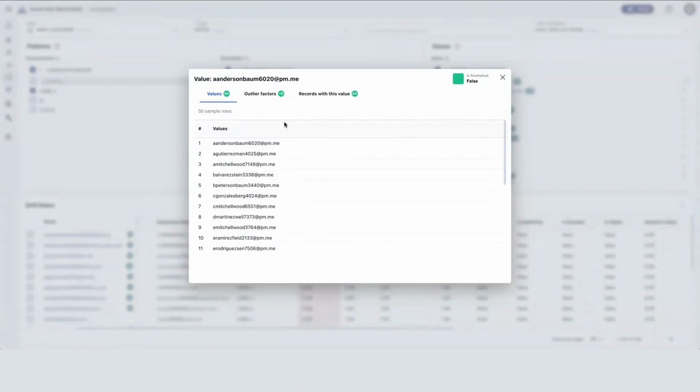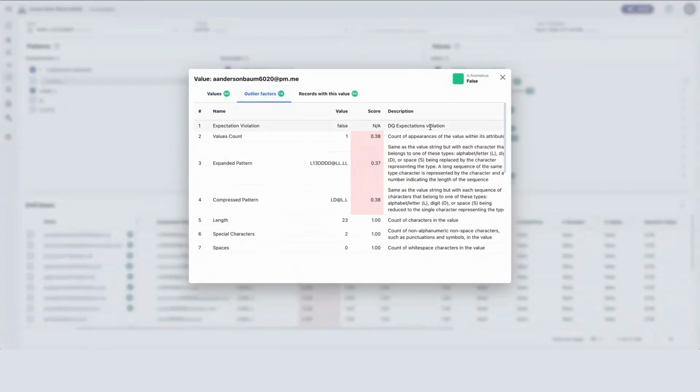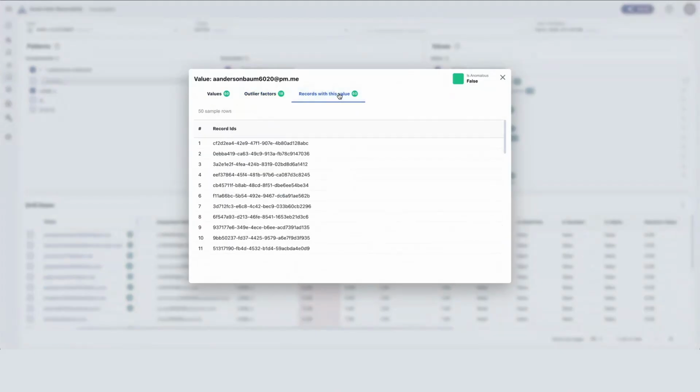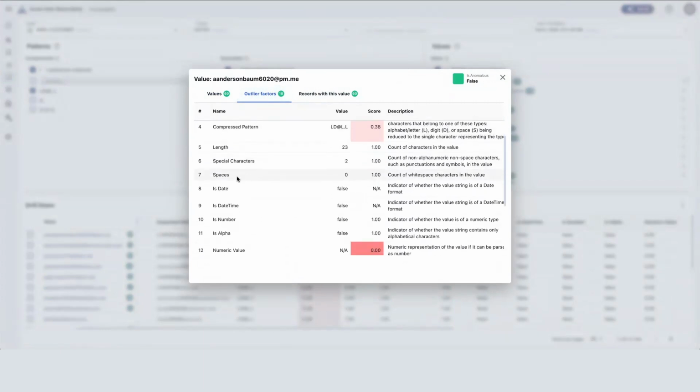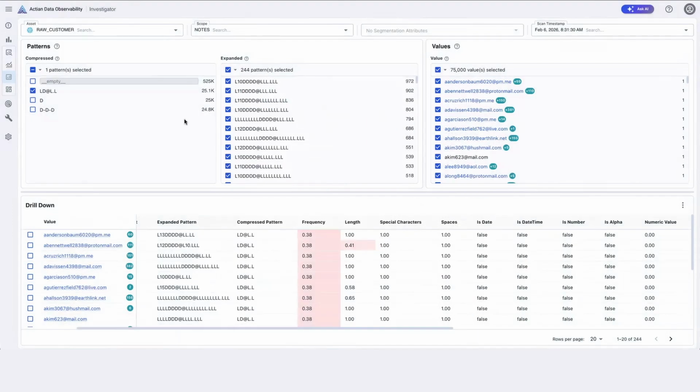Some of the other things to make note of are the deep descriptions providing you an understanding of various outlier factors, all of the records with this particular value, and other attribute level statistics, thus giving you the means for traceability. So instead of writing ad hoc SQL, digging through logs, or coordinating across various tools, engineers get a single shared workspace for diagnosing, explaining, and fixing data issues.